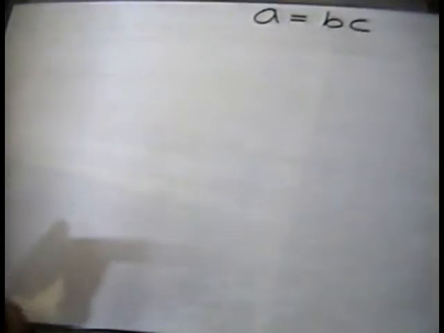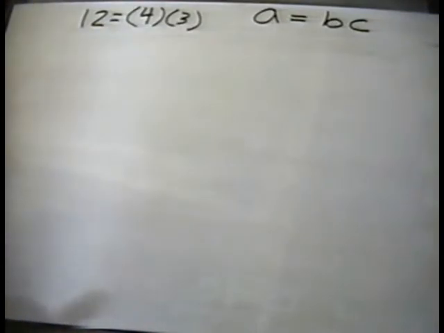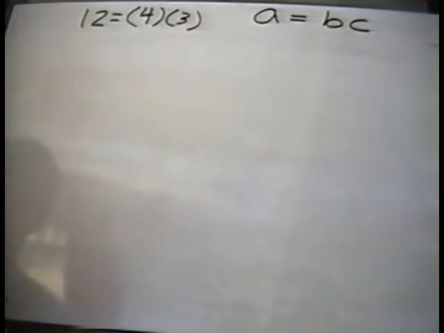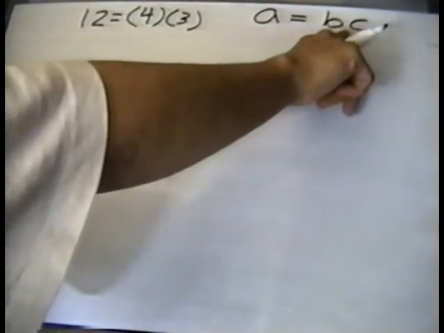Let's say we're starting with A equals BC, okay? Or BC equals A. A equals BC, or you could say, alright, 4 times 3 equals 12. Okay?